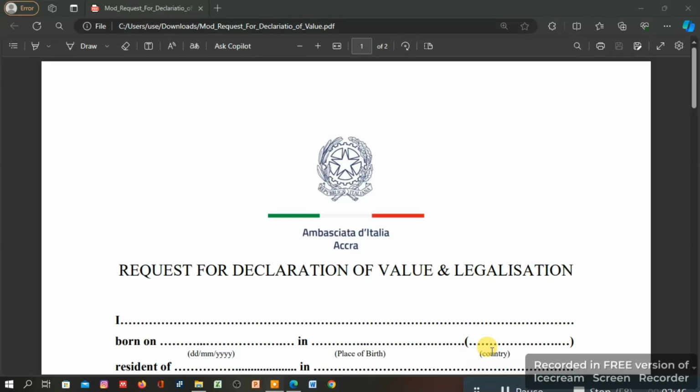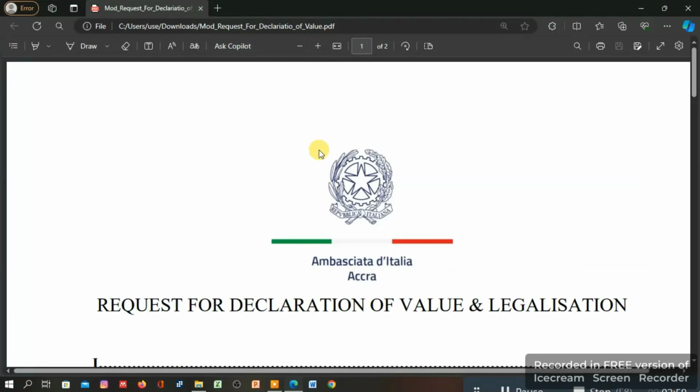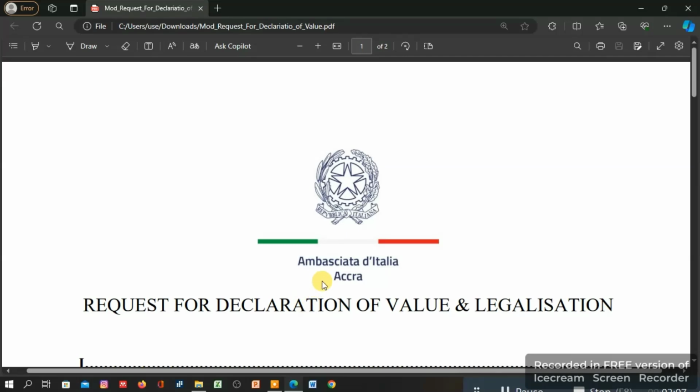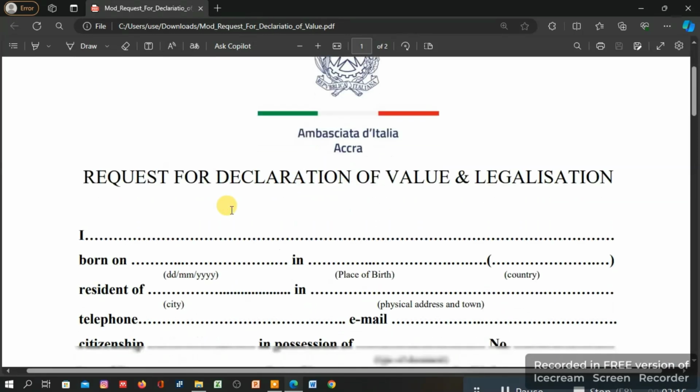Now let's go to my screen. I'm already there. This is the request for declaration of value and legalization. You can download this from the embassy's website, or you can contact the embassy and they will give it to you. So wherever country you are, they have these documents either on their website, or you can get it on request through Gmail, or maybe you can call the embassy on phone and request for it yourself. Now this is how the form looks like.